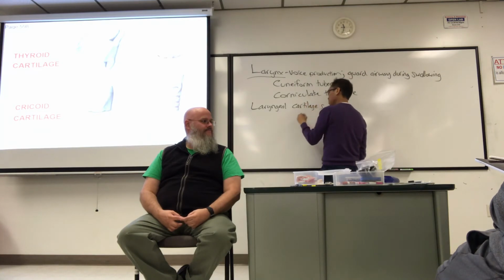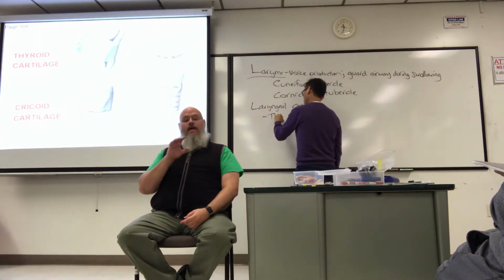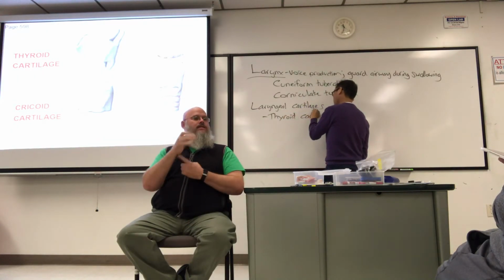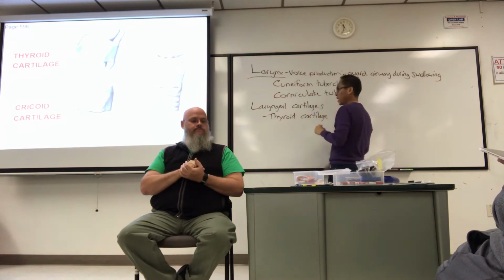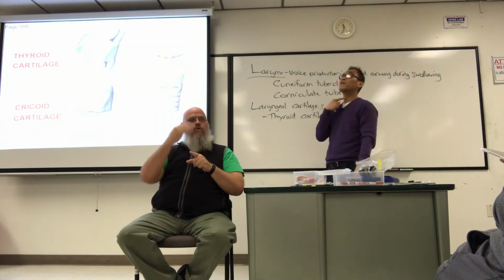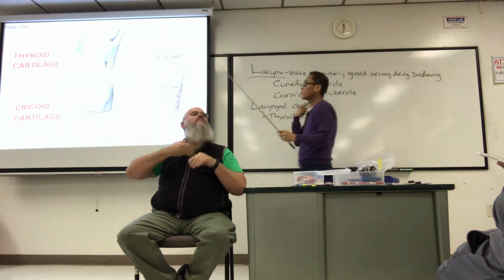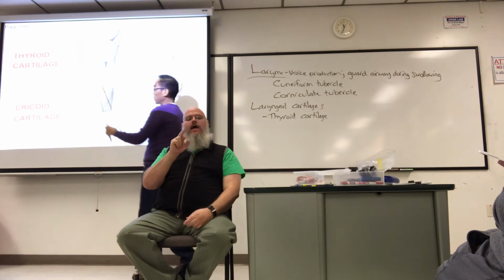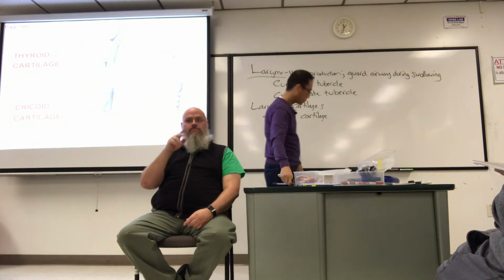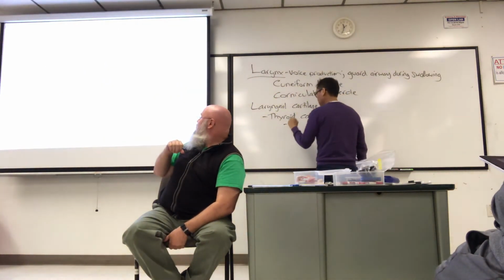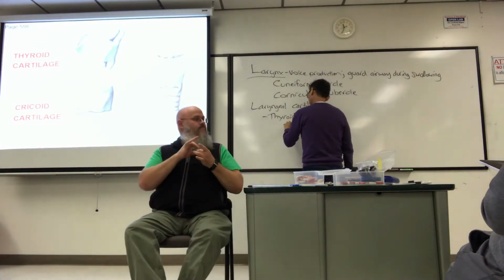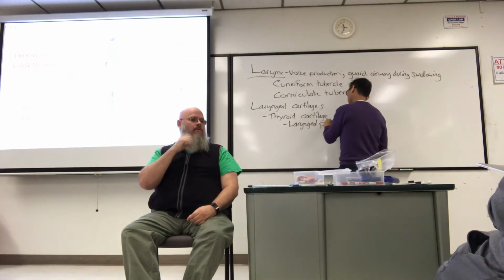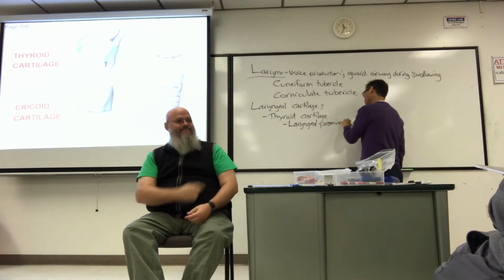The laryngeal cartilages include the thyroid cartilage, which means shield shape. Now, that whole big thing, I just want you to know that bump you can feel in your neck, we call the Adam's apple. It's right there. It's called the laryngeal prominence. That point right in the middle. It's a surface feature on the thyroid cartilage. Laryngeal prominence.